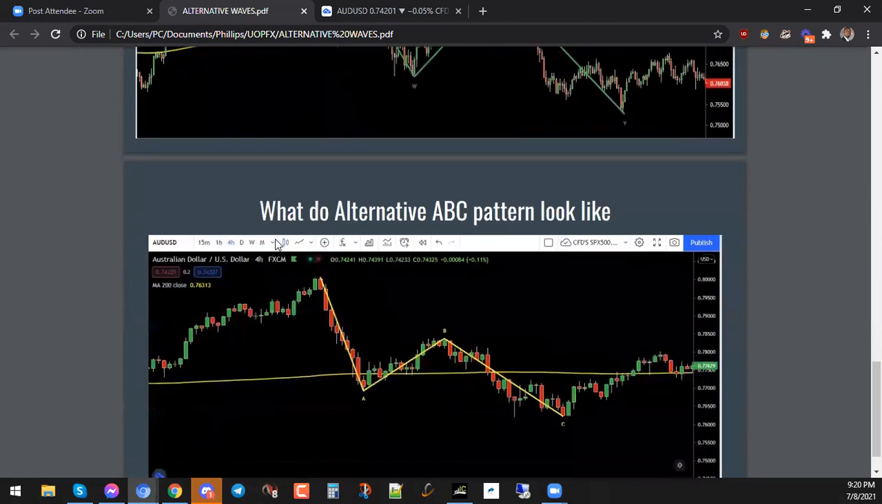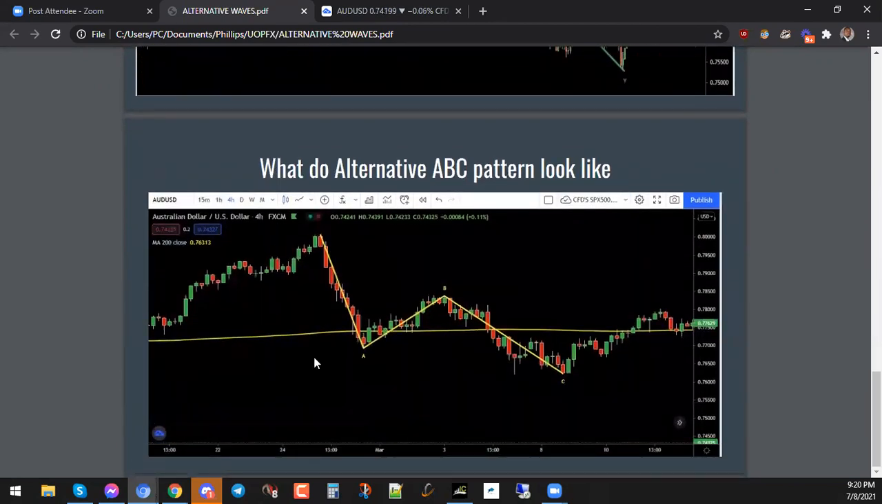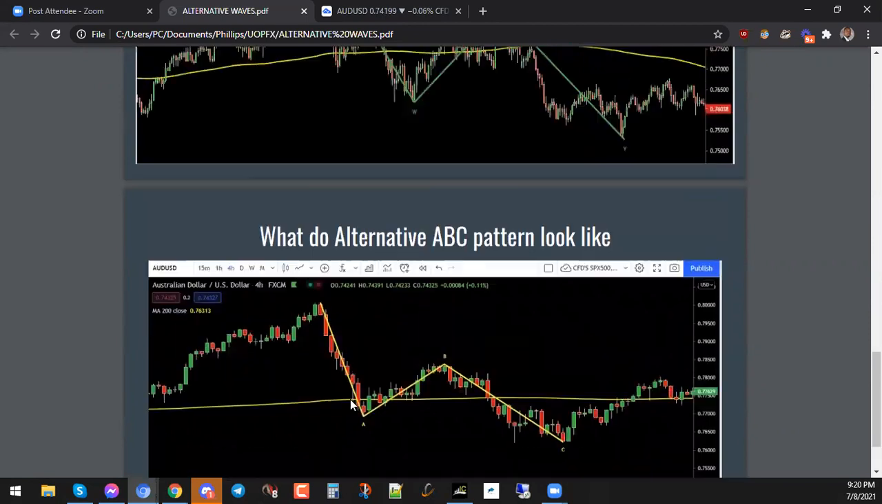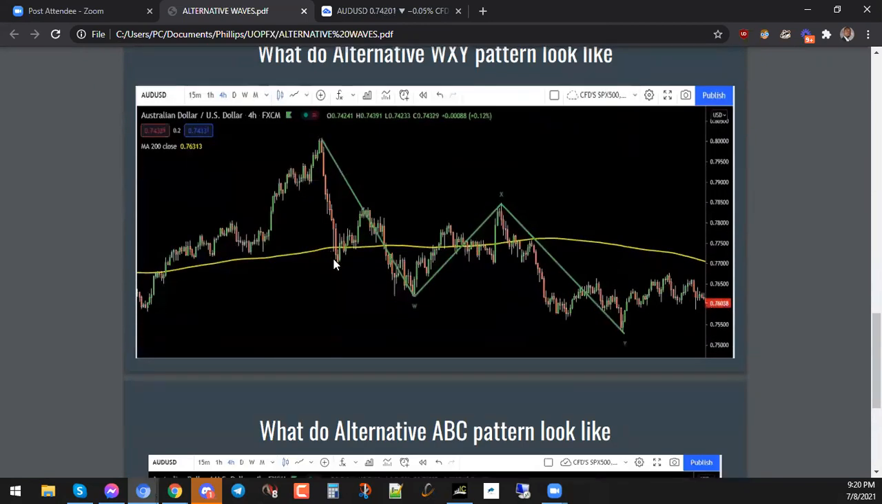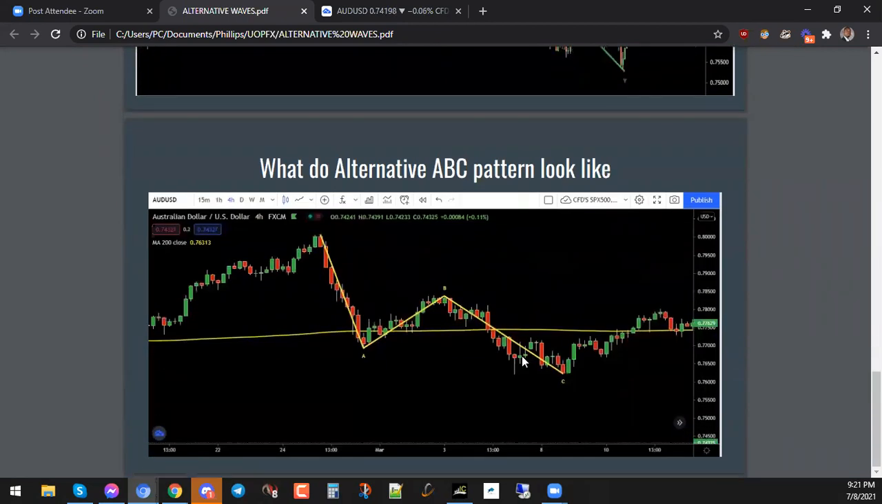All right, let's look at the ABC pattern. Now, if you guys look at this, this is the pattern that I'm looking at right now, A, B, C, all right? And here it is by itself. So you have A, an aggressive impulsive move, then you got your B, corrective move, and then you got your C. Now, this, as you can see, is a very clean impulse, very clean wave.